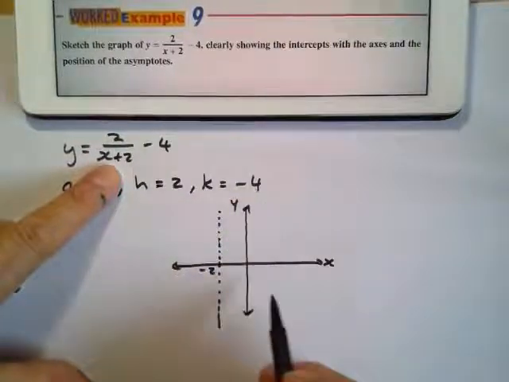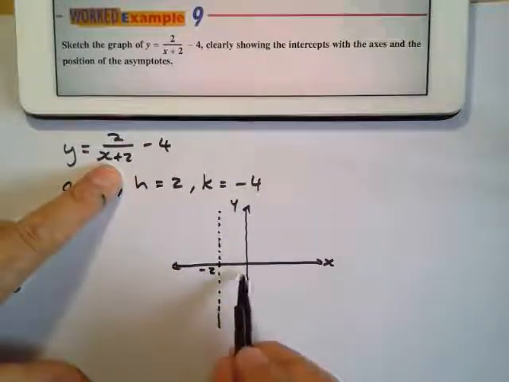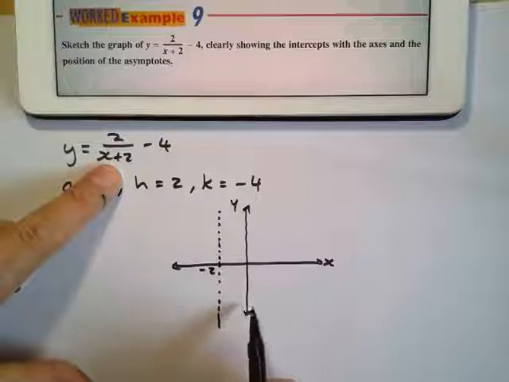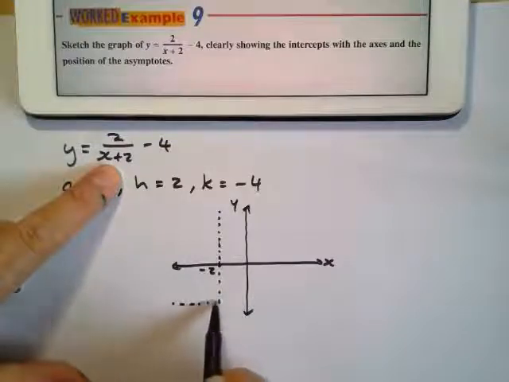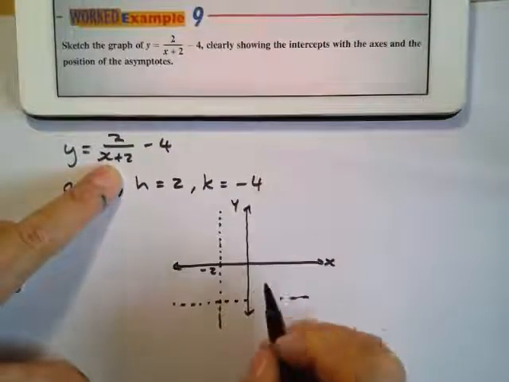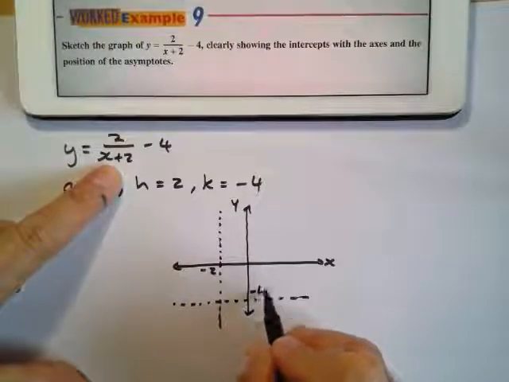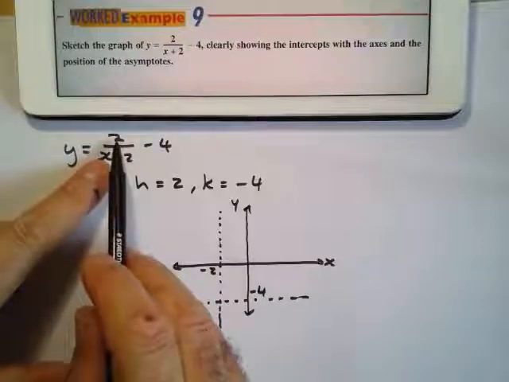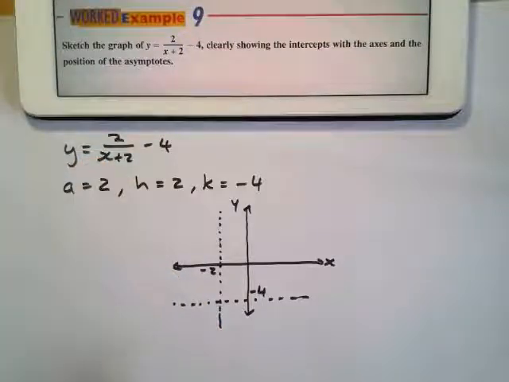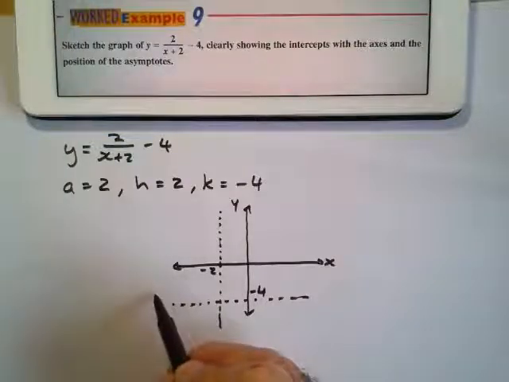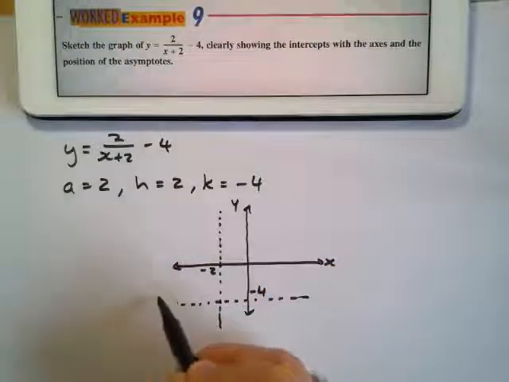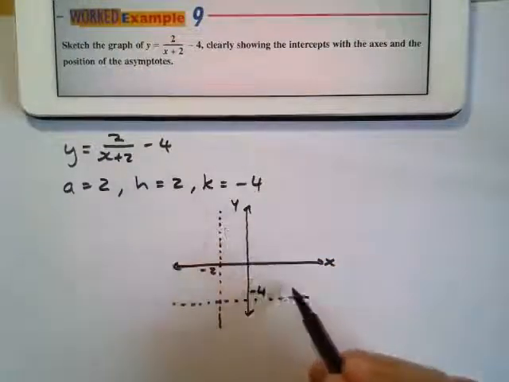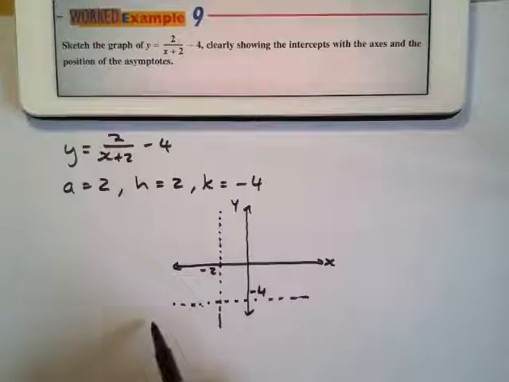The k is negative 4, which means it comes down. Now there doesn't have to be exact values there, just basically like that. Negative 4, that's my intercept, and then a dilation factor of 2. What you do have to show is the y and x intercepts. So I know that my graph is actually going to go over here, over there, and over here.